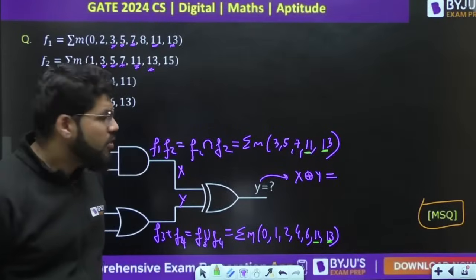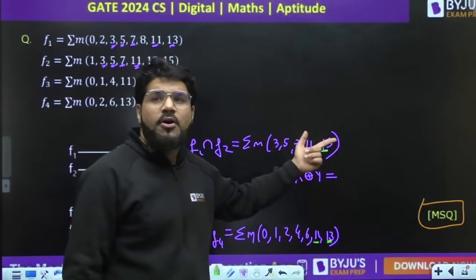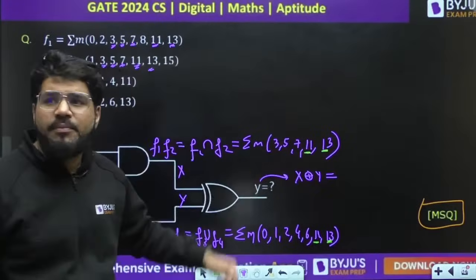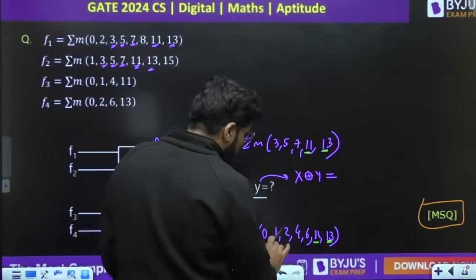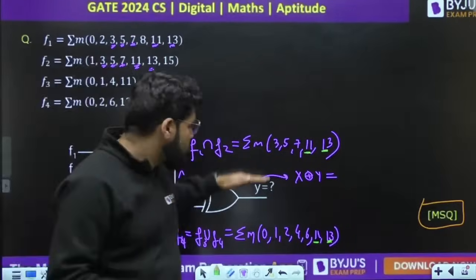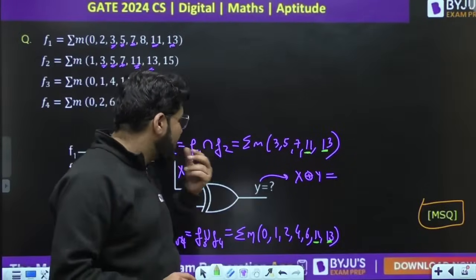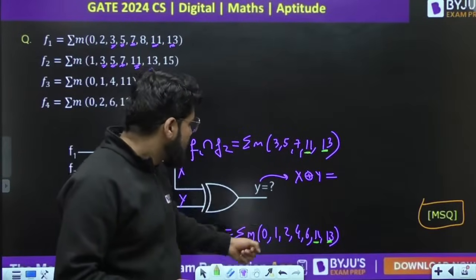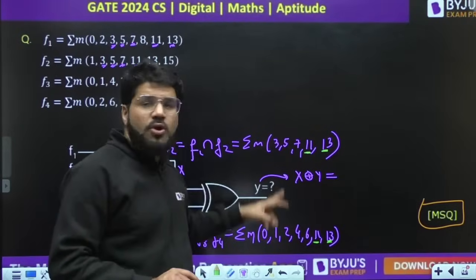So then what you have to do? At 13 both are high, so it should not come because high XOR high will be low. So we will remove these two. So 3, 5, 7, 0, 1, 2, 4 will come. What about others? There are some minterms which are not here also. Suppose, take minterm number 8, which is not in both lists.